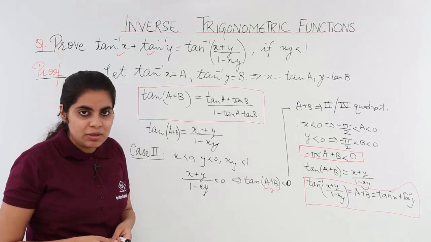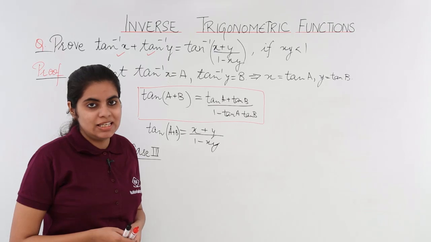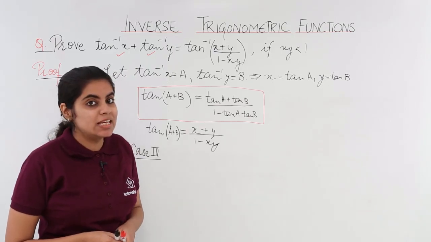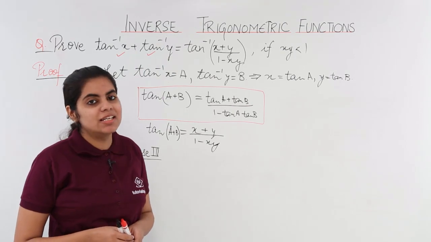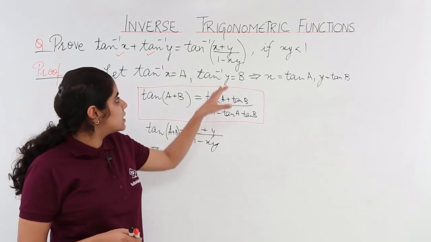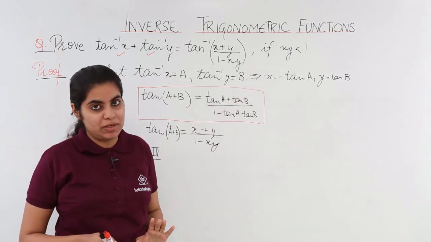So let's see case number 3. Case 3 for tan inverse x plus tan inverse y is equal to tan inverse of x plus y upon 1 minus xy, wherein xy is less than 1.